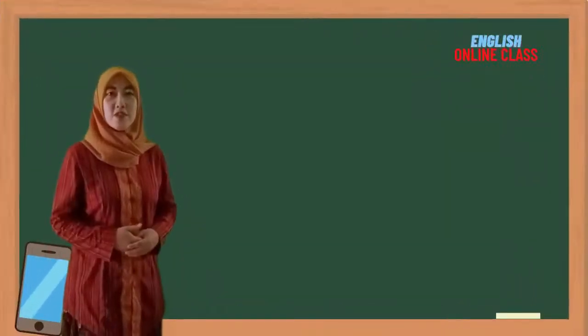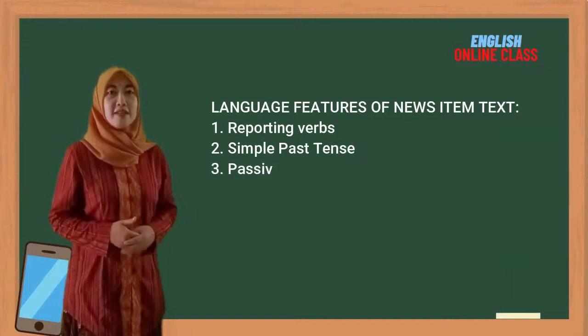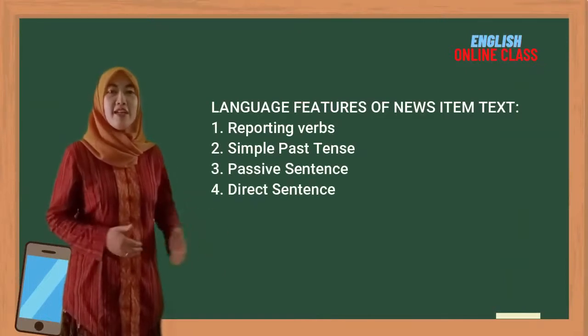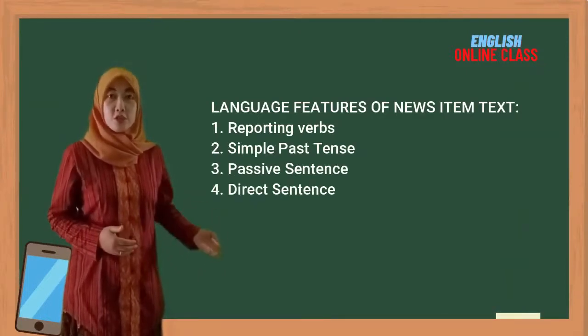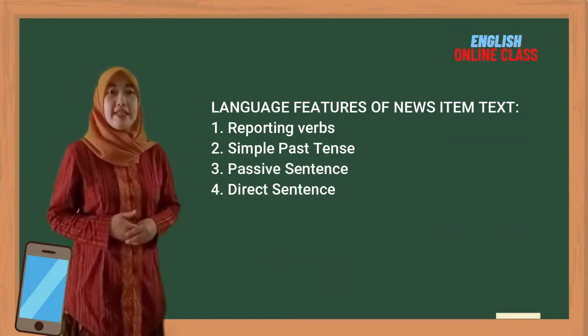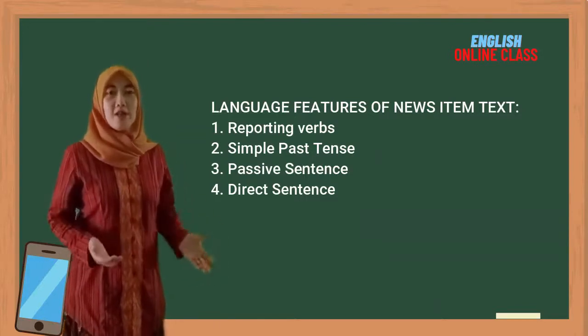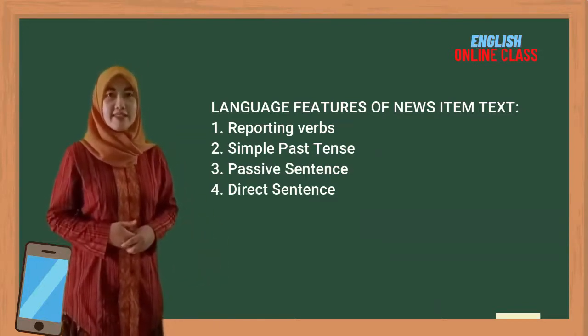From the examples, we can conclude that the language features of news item text consist of 1. The reporting verbs, 2. Simple past tense, 3. The passive sentences, and the last one, we call it direct sentences.